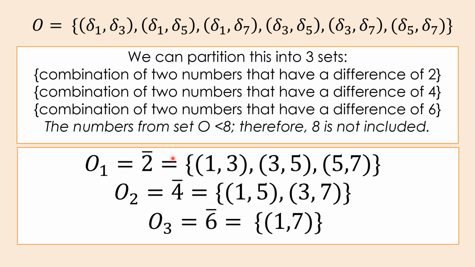Now, cell 1 contains 3 ordered pairs, cell 2 contains 2 ordered pairs, and cell 3 contains 1 ordered pair. We know that delta sub 1 star delta sub 7 is alpha sub 6, and alpha sub 6 is not an element of delta sub 1, 3, and 5. Therefore, this cell is eliminated.